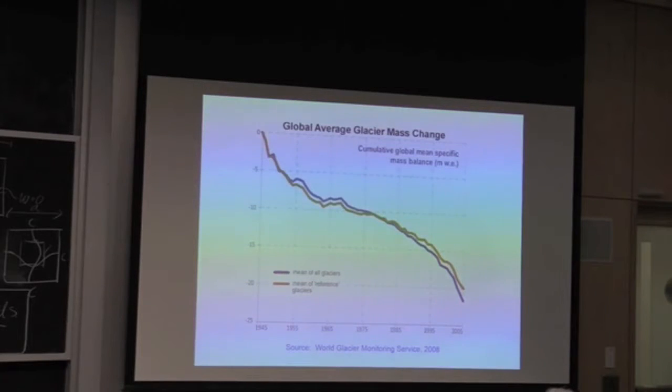This is just the mass of glacial ice around. These are alpine glaciers, not the Greenland ice sheet and so forth, around the world. It rapidly lost mass in the period 1945 to 1965, during which the world was warming rapidly. Then there was a period where the Earth wasn't warming so rapidly, from the 50s to the 80s, and this loss leveled off, and then more recently it's been accelerating again.